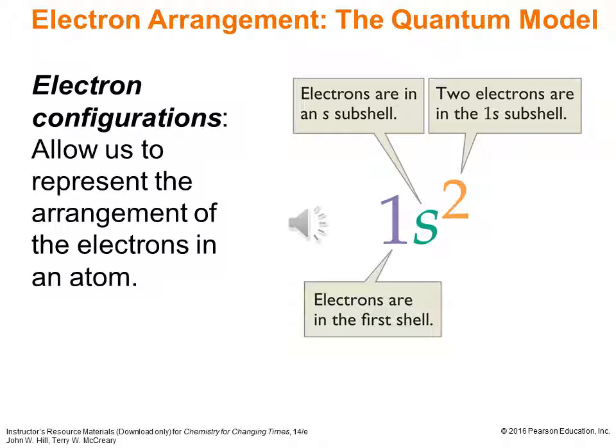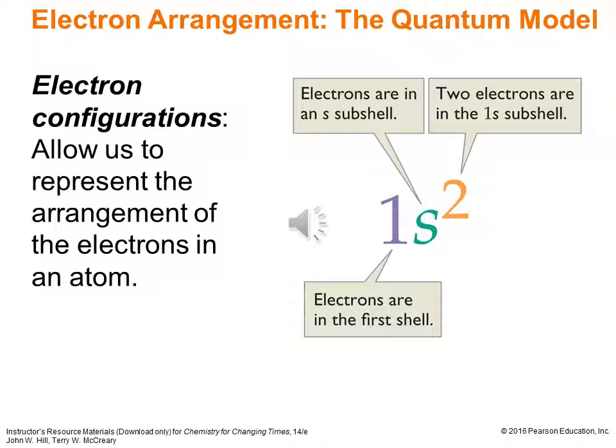So now that we hopefully have a better sense of how those electrons are laid out in three-dimensional space, it's convenient to be able to represent this as shorthand notation. So instead of drawing these orbitals as probability distributions, it's convenient to be able to write what are known as electron configurations. These configurations allow us to represent the arrangements of the electrons in an atom. So we'd have the principal energy level indicated, in this case 1.